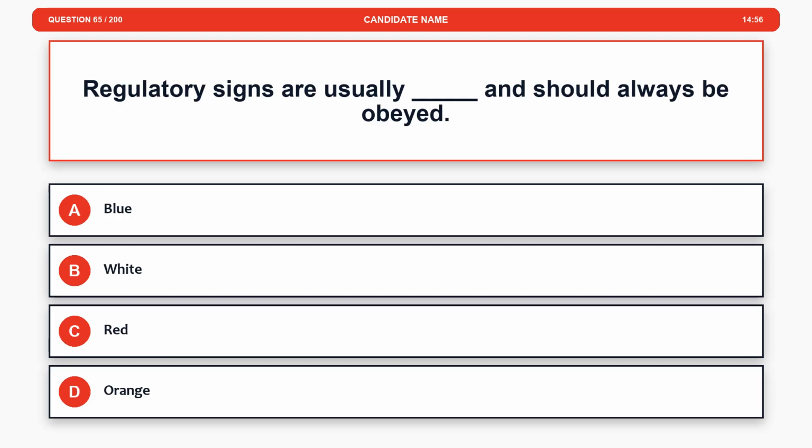Question 65. Regulatory signs are usually blank and should always be obeyed. Option A, blue. Option B, white. Option C, red. Option D, orange.